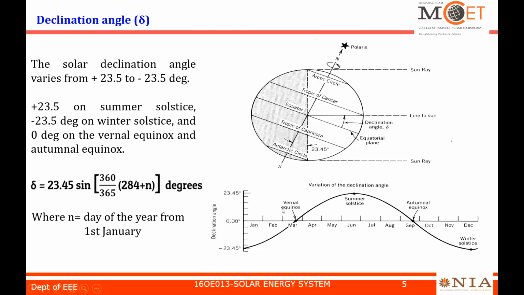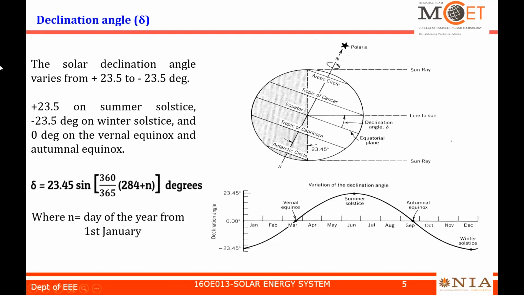We all know that the Earth revolves around the sun for 365 days and we get 4 seasons: summer, winter, autumn and spring. So during summer, June 21st or 22nd, the maximum declination angle is plus 23.5. During winter, December 21st or 22nd, the maximum declination angle is minus 23.45. On March 21st or 22nd and September 21st or 22nd, the declination angle is 0.